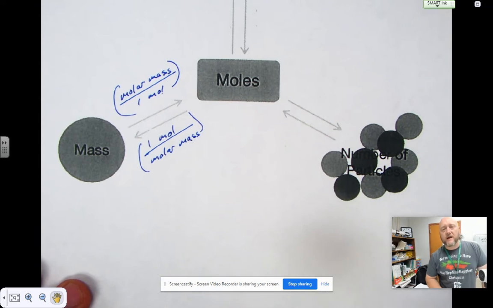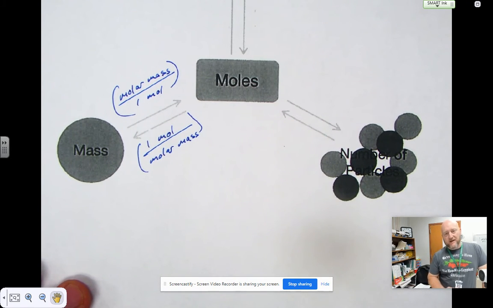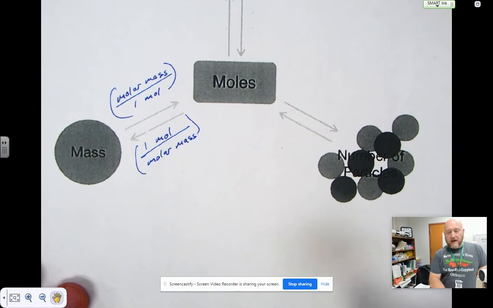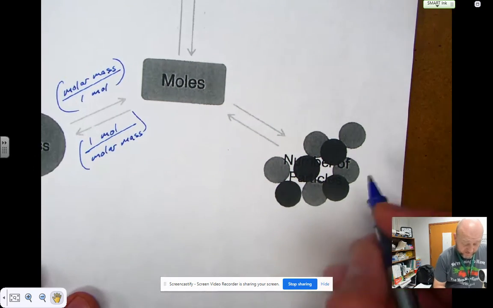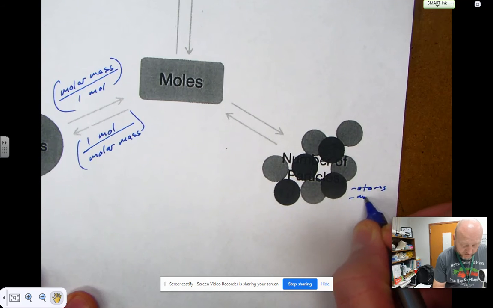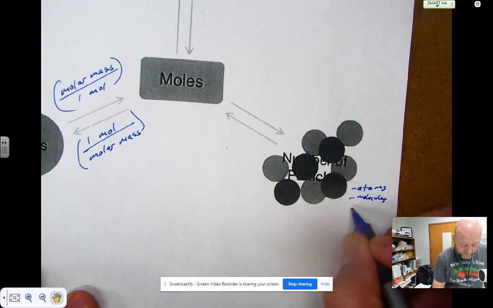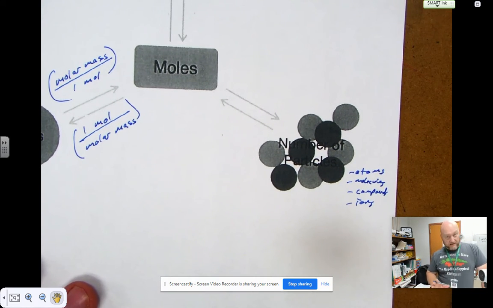So if you could go ahead and write this on that very first mole roadmap that you have on your paper. Okay, go ahead and write that portion in. Now, over here on the right, we have number of particles. That could be anything. That could be atoms. It could be molecules. It could be compounds. It could be ions. Anything like that. It doesn't matter what it is. It's how many of them are there.